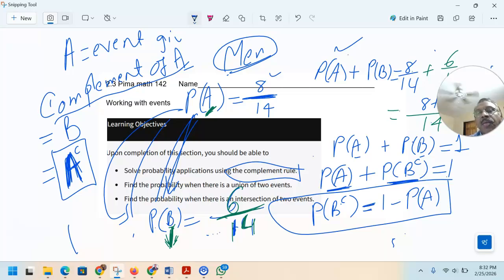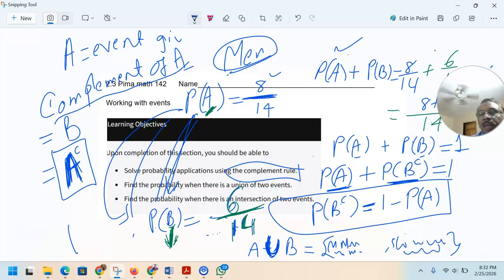So one thing is that A and A complement, A union. I'm using union, which basically means if you combine A and B, you're combining all men, that means M1, M2, M3, like this, and you're combining also all women, right? There are 6 of them. So all together this becomes the total, which is the sample space.